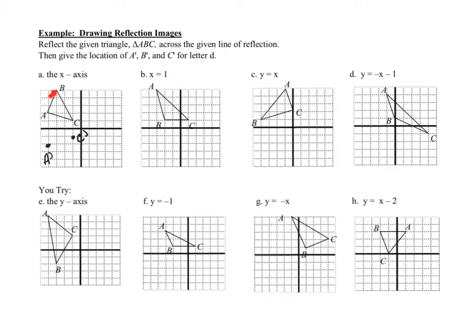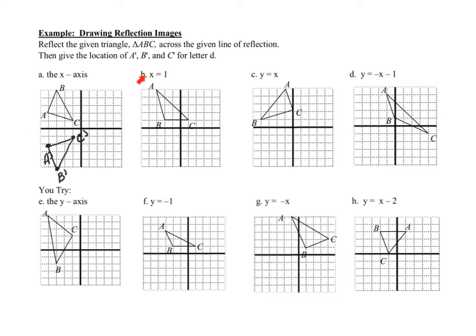Letter B is 1, 2, 3, 4, 5 away from the x-axis. So it's going to be 1, 2, 3, 4, 5 away on the other side. So your reflection would look like this. Notice that the x values are the same, but the y values are opposite. This was a y value of 5. This one has a -5. This one was a y value of 1. This y value is -1. Again, that rule only works when you're reflecting across the x-axis.